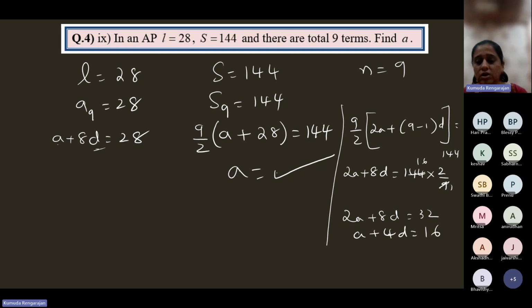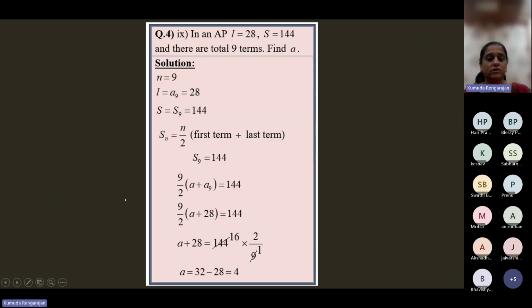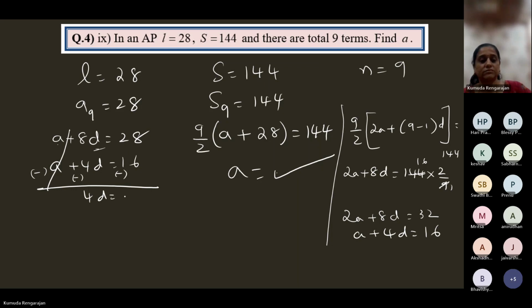So if you use this formula, you're getting an equation in a and d. So you'll have to write it below this and solve the two equations. 4d is equal to 12, d is equal to 3. So in this case, both the ways you're able to do it. So you can do it in any one of the two ways.